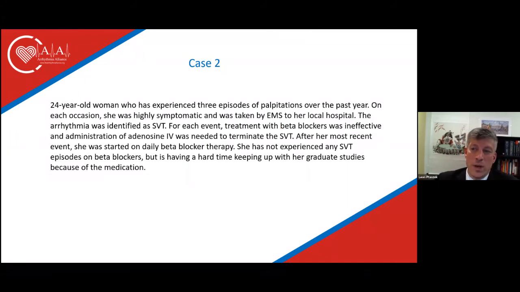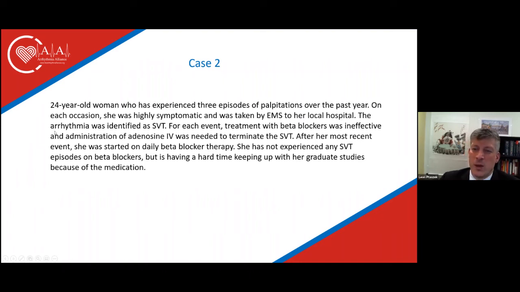Next case involves a 24-year-old woman who's experienced 3 episodes of palpitations over the course of a single year. Prior to that, she had never had any awareness of her heart rhythm and had no issues related to her heart. On each of these 3 occasions of tachycardia, she was extremely symptomatic, getting very lightheaded, almost passing out, and called 911 in each circumstance and was taken by EMS to her local hospital in each case.